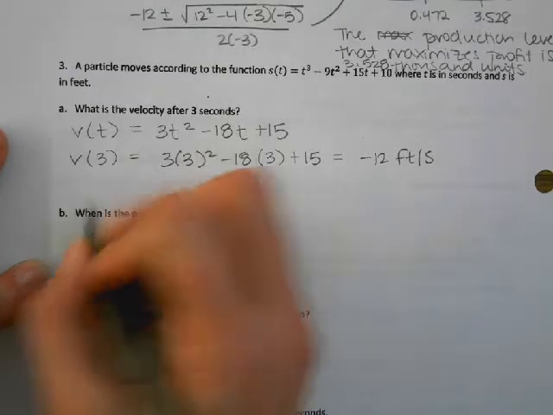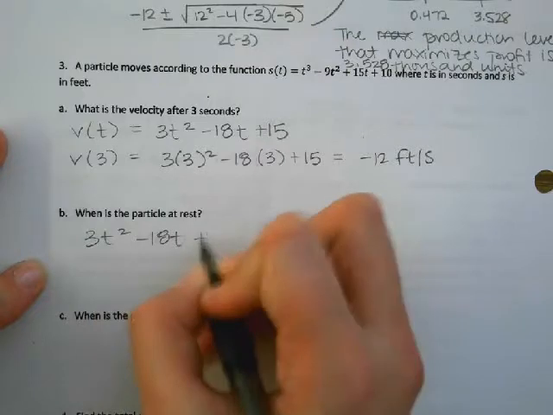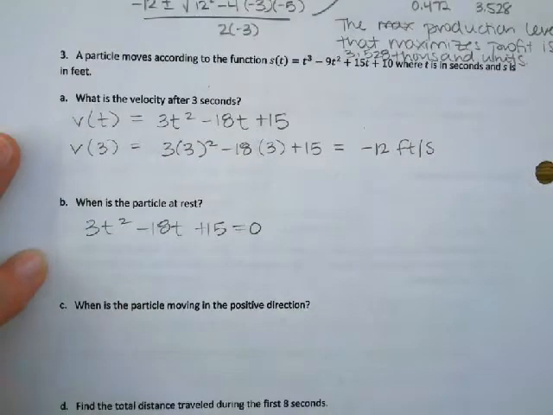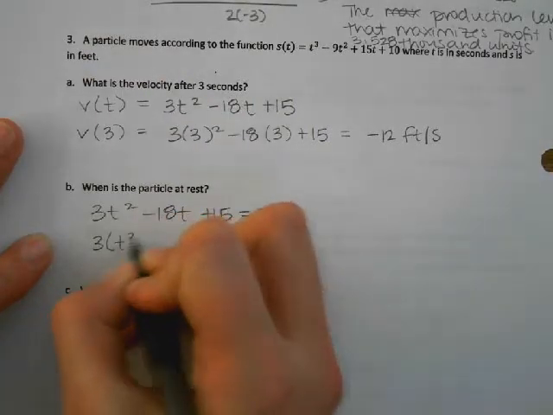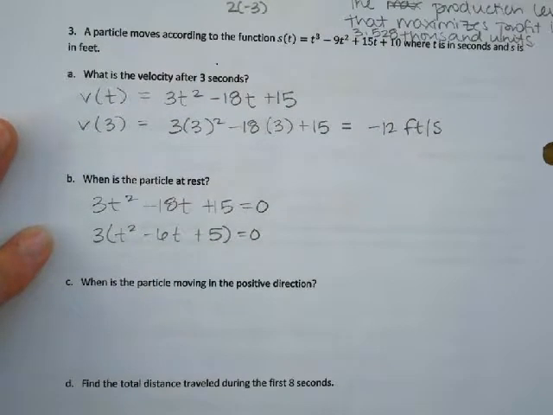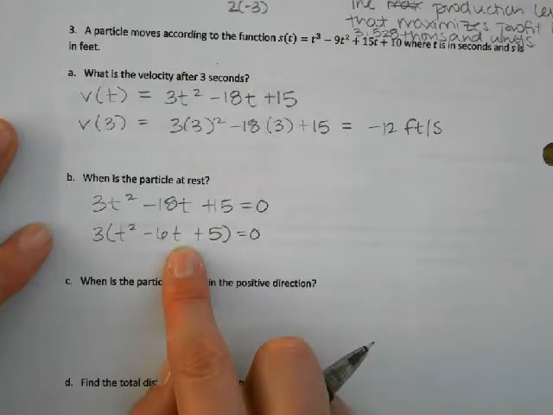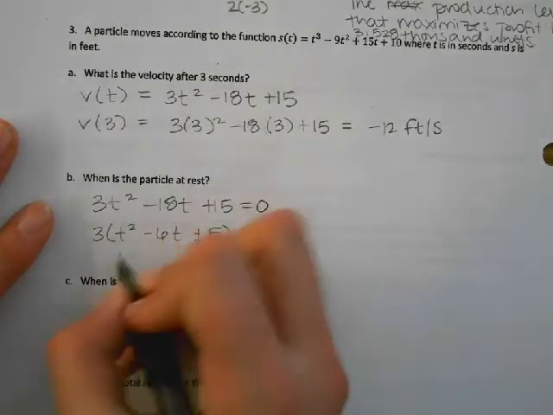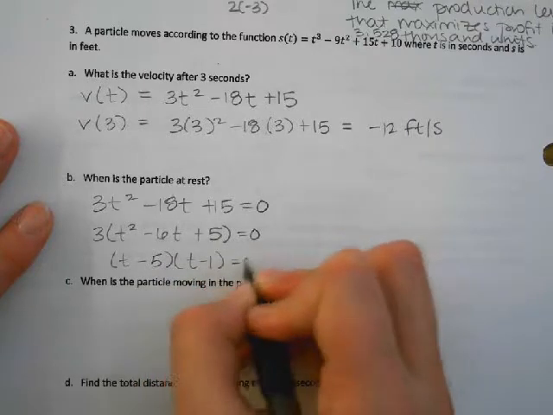So we're going to look for where the velocity is 0, and that's going to be 3t squared minus 18t plus 15 equals 0. And when you look at that, what should you automatically think? You got to factor it. And this one is not too bad to factor, actually. Take out the 3 first. Yep, you got a GCF. So we're looking for two numbers that would multiply to 5 and add to negative 6. So t minus 5, t minus 1.